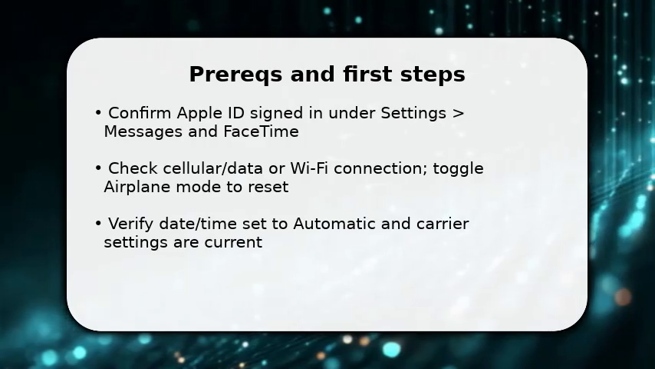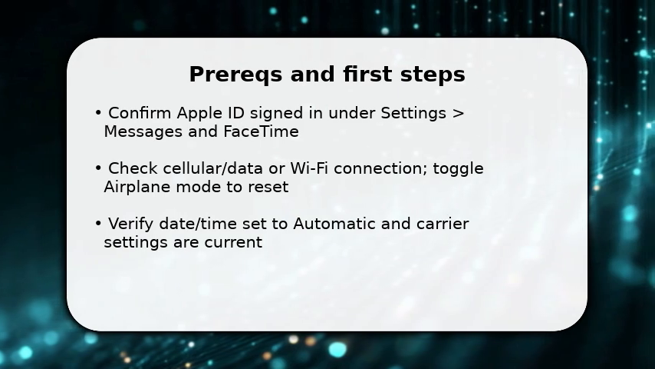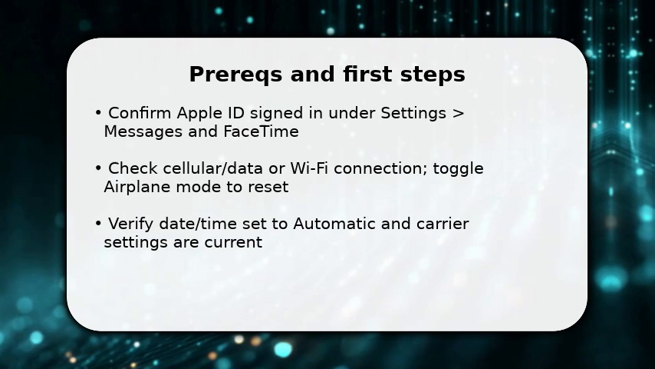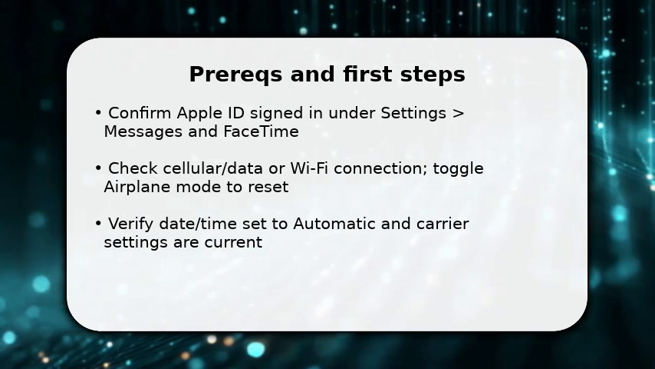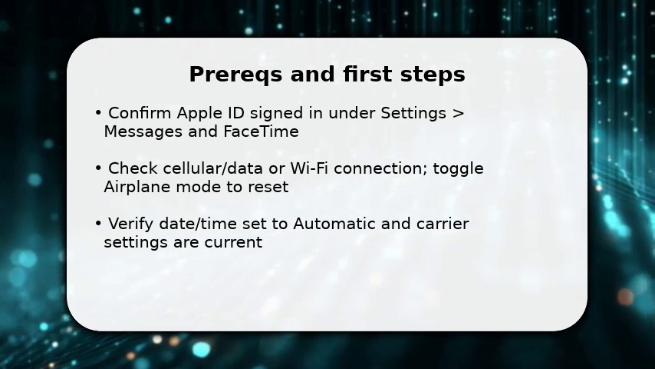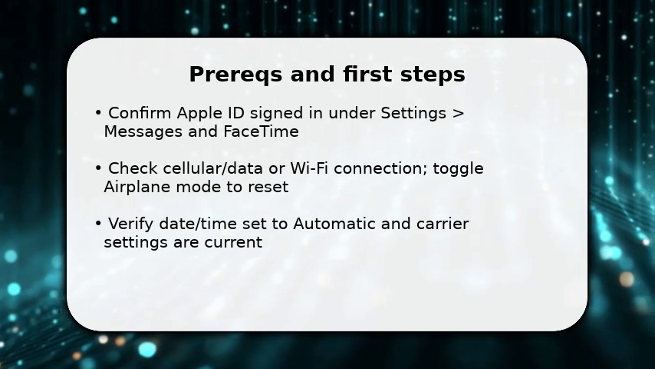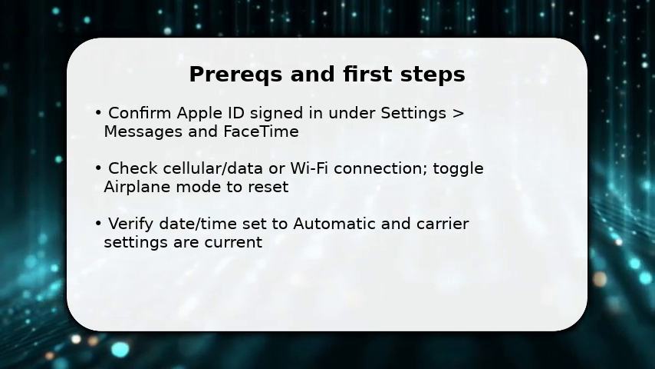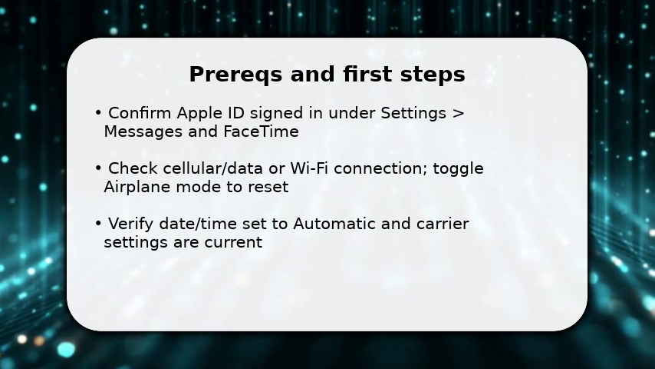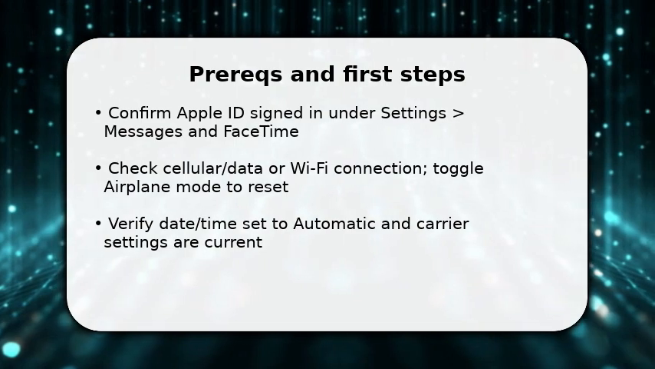You start by verifying prerequisites so activation can proceed cleanly. First, make sure you are signed into the same Apple ID in Settings, Messages, and FaceTime. This ties iMessage to your account. Once done, confirm a solid cellular or Wi-Fi connection and toggle airplane mode for 10 seconds to refresh network registers. Also make sure date and time is set to automatic, because mismatched time often blocks activation. These steps prevent common account and network blockers before moving on.